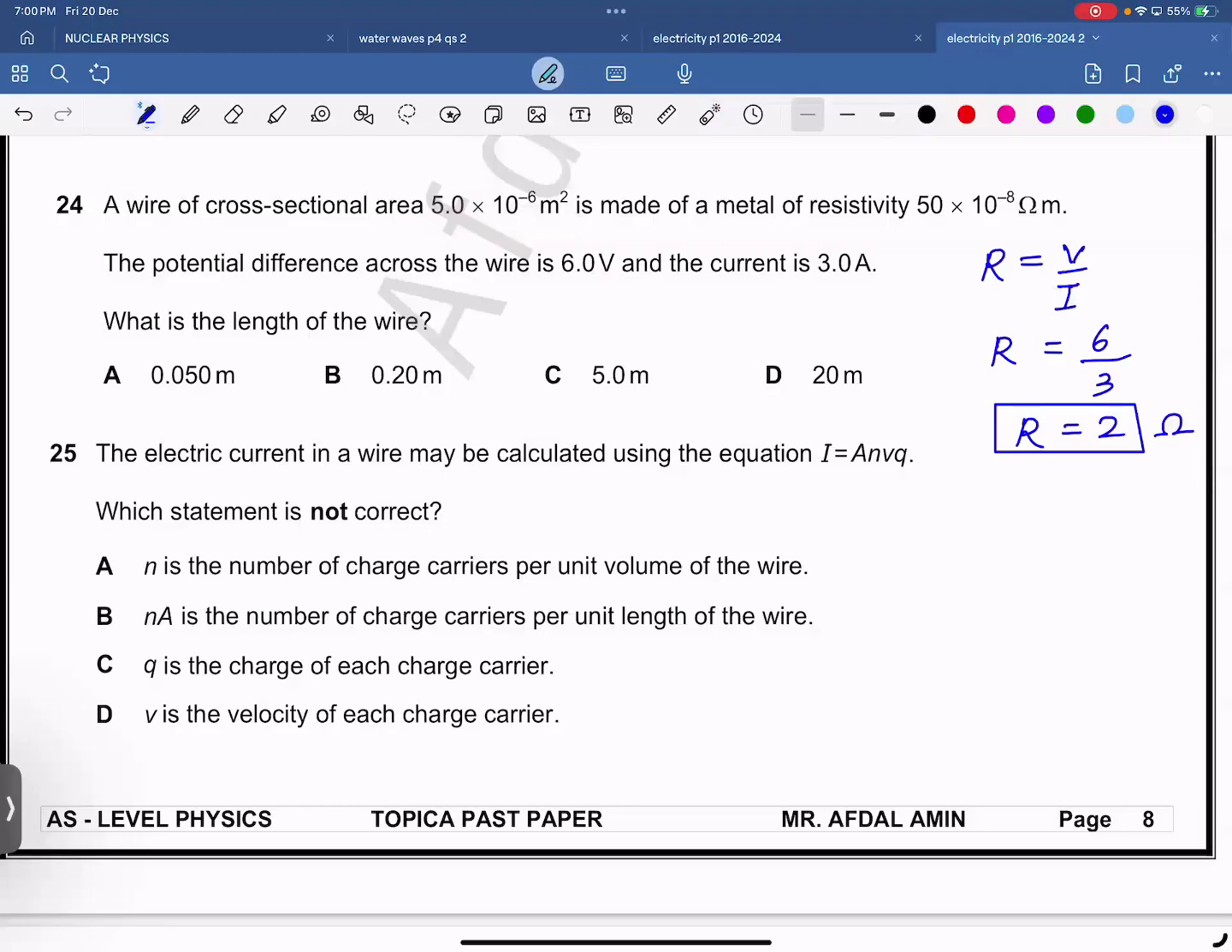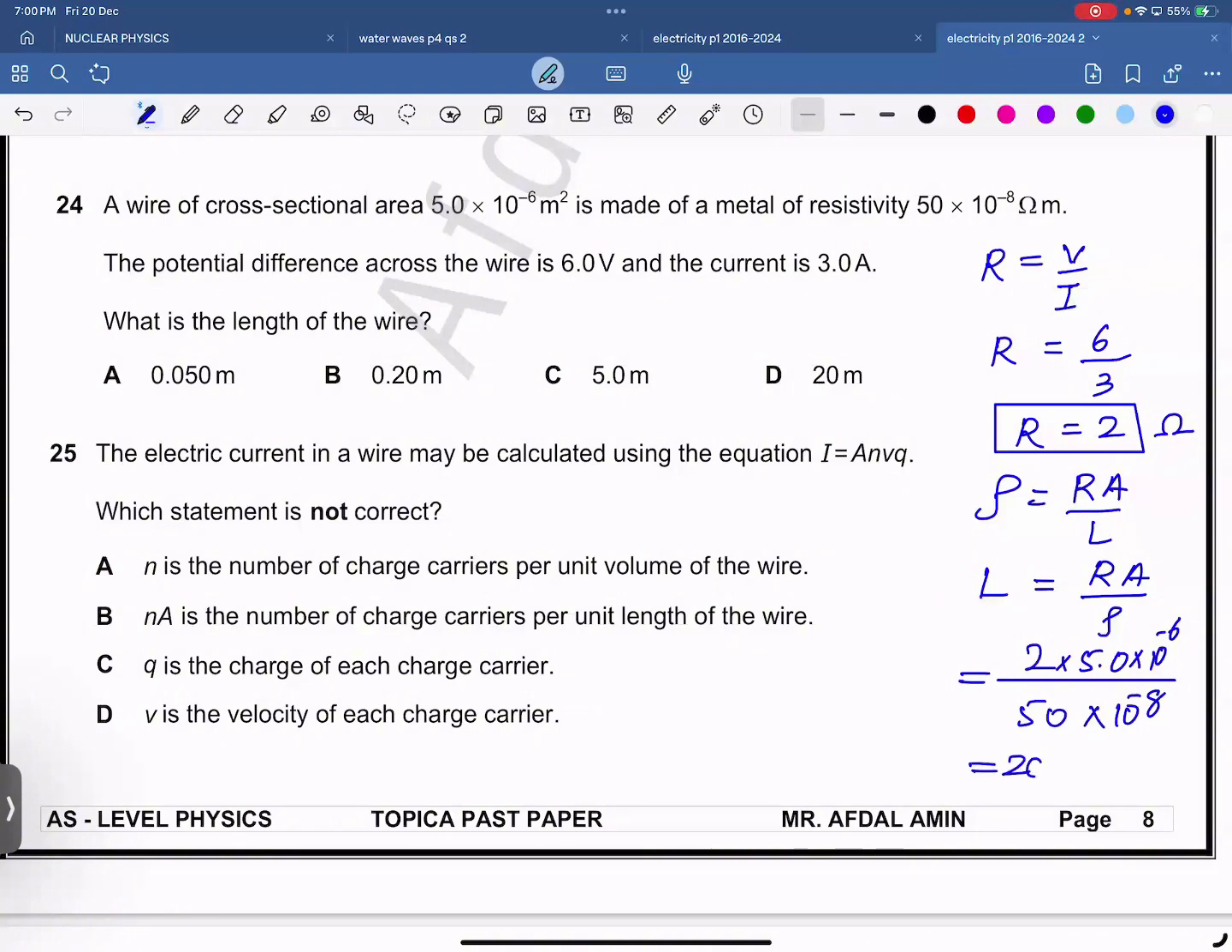Now, my dear students, you know the rule, length. You know, resistivity is RA over L. So L will be RA over resistivity. Put the values. Resistance is 2. Area is 5.0 times 10 power negative 6 over resistivity 50 times 10 power minus 8. Solve, my dear. Sorry, 20 meters.